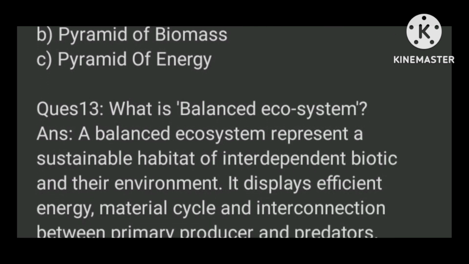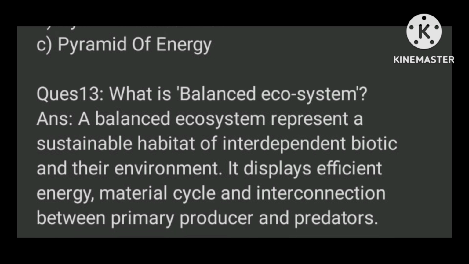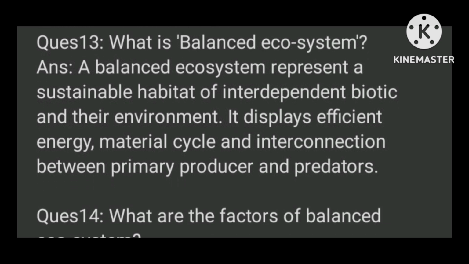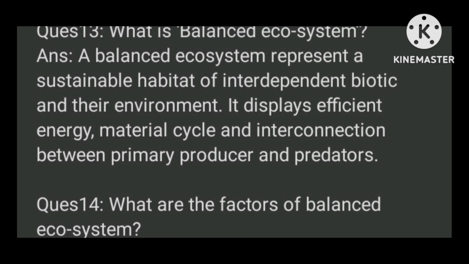Question number 13. What is balanced ecosystem? Answer. A balanced ecosystem represents a sustainable habitat of interdependent biotic components and their environment. It displays efficient energy and material cycle, and interconnection between primary producers and predators.